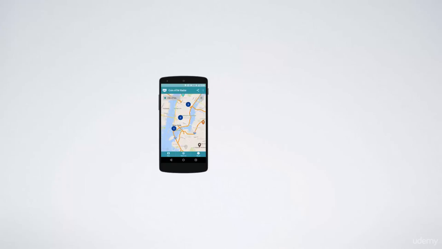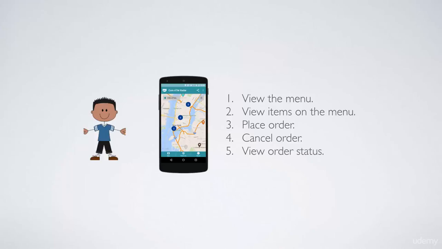Once you have defined the actors, the next task is to define the actions, or the things which these actors could do with your application. If you consider a normal consumer, these are the things he would be able to do with your application. He will be able to view the menu, view the items on the menu, place an order, cancel an order, or view the order status. These are all the things he could do with the app.